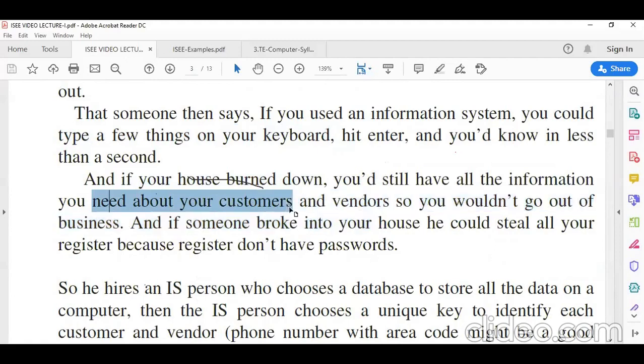Now here one point, related to natural calamity, burning, suppose a fire explosion in your company. Consider what kind of information system you are using? Computerized. Mayur, which information system? Yes, sir. Computerized. Even if the fire takes place, the computer will get destroyed. You are getting what I'm saying? Yes. The computer will get destroyed, but if you have used the online information system, it means what?